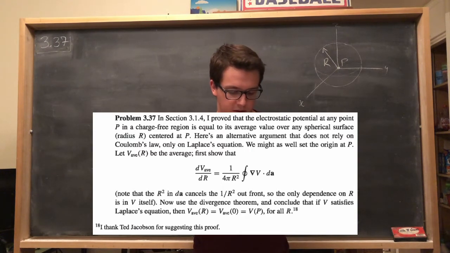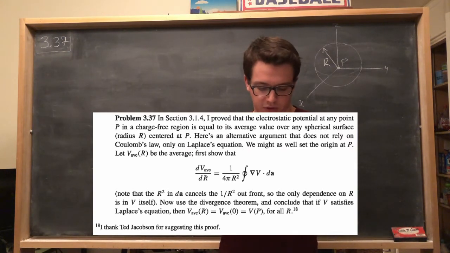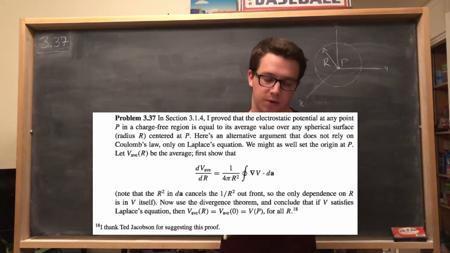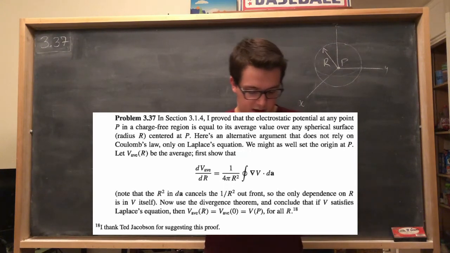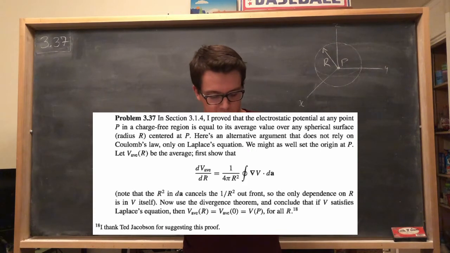We might as well set the origin at P. Let V average, as a function of r, be the average. Now first show that, and then it gives us this formula, which you'll see on the screen. Note that the r squared in dA cancels the 1 over r squared out front, so the only dependence on r is in V itself.